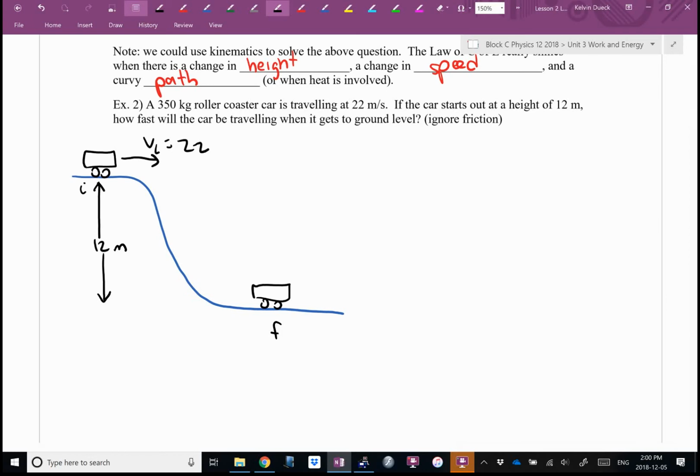Here's the real question. Grace, my joy, is there a change in height? Is there a change in speed? Is there a yucky curvy path? This is a job for conservation of energy. So I'm going to write KE initial plus PE initial equals KE final plus PE final.